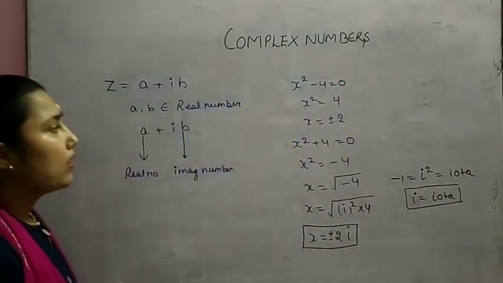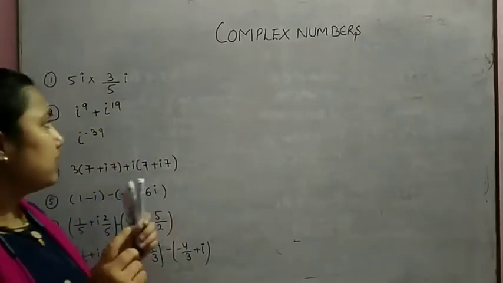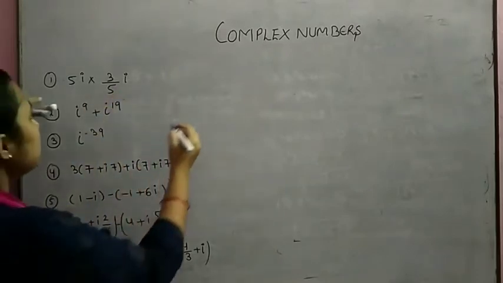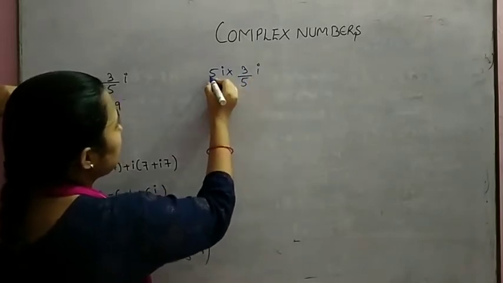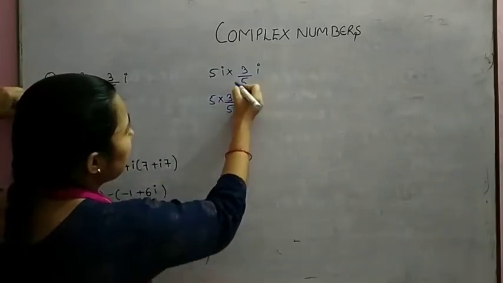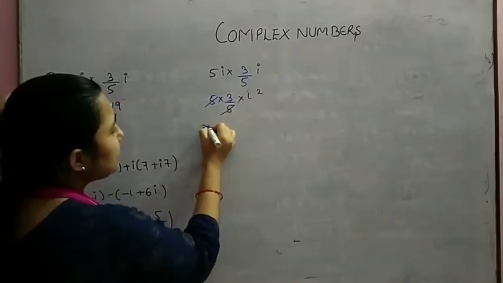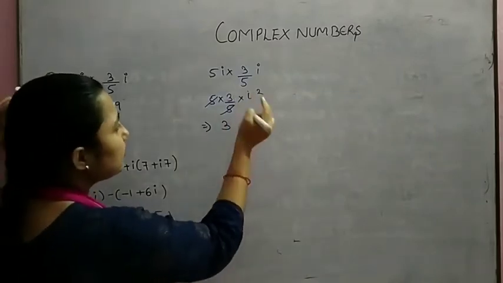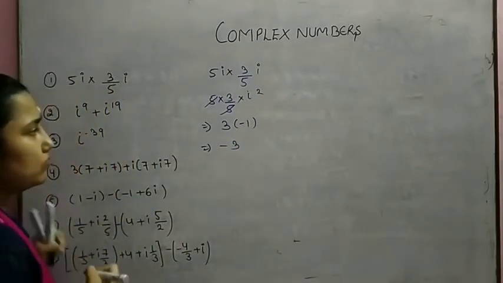Correct? Now come to the NCERT numericals. Let's start with question number 1. This is 5 into 3 upon 5 i. First we multiply these two real numbers, 5 into 3 upon 5, and i square. 5 and 5 will be cancelled out. We get 3, and we know that i square is equal to minus 1. Just put the value minus 1. We get minus 3 as a solution.